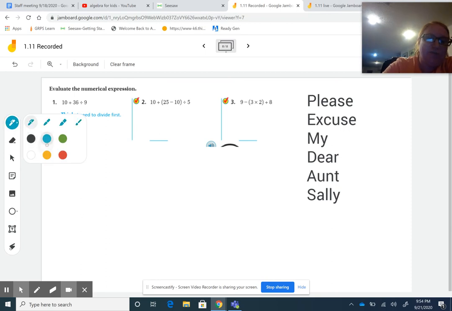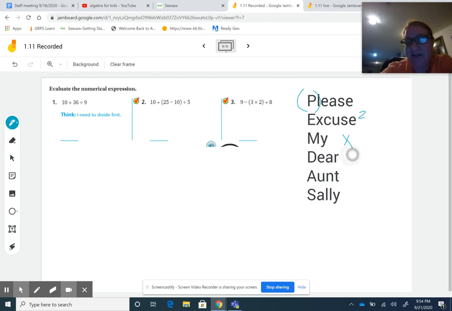All right, I have one page left. So we have, please excuse my dear Aunt Sally. Please stands for parentheses. Excuse stands for exponent. My stands for multiplication. Dear stands for division. Aunt stands for multiplication. No, it doesn't. Aunt stands for addition. And Sally stands for subtraction. So let's look at number 1, 2, and 3, complete them, and then you'll be on your way.